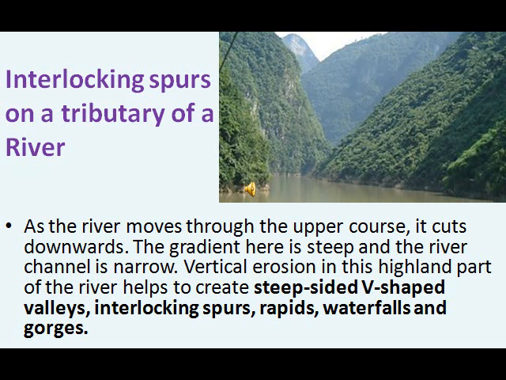Interlocking spurs on a tributary of a river. As the river moves through the upper course, it cuts downwards. The gradient here is steep and the river channel is narrow. Vertical erosion in this highland part of the river helps to create steep-sided V-shaped valleys, interlocking spurs, rapids, waterfalls and gorges.